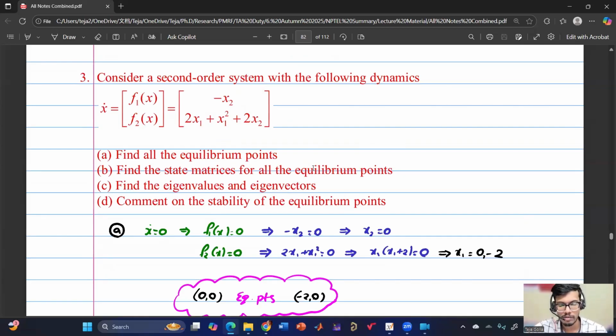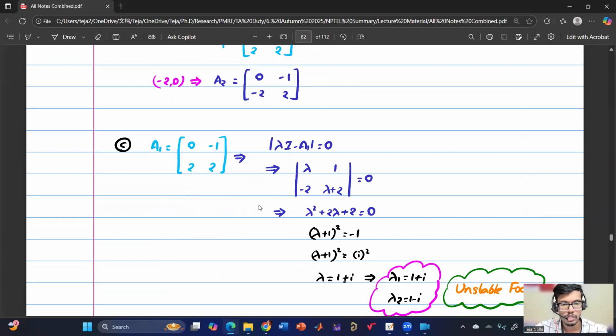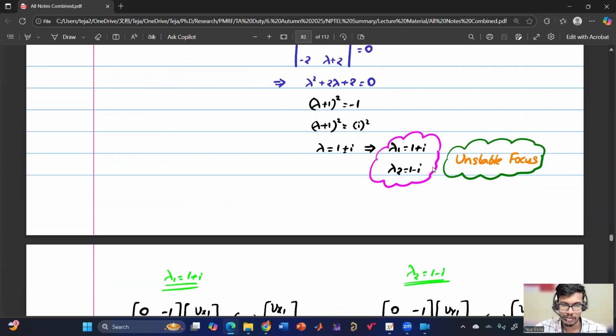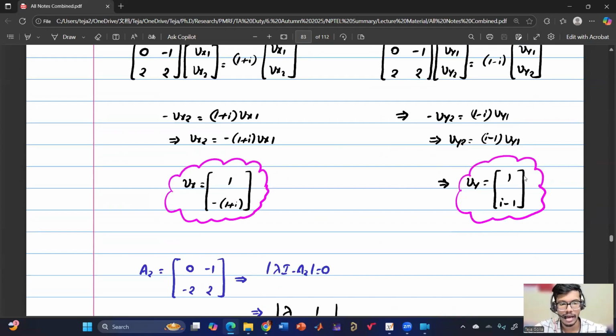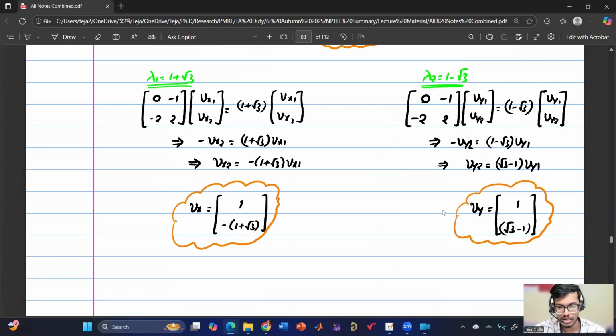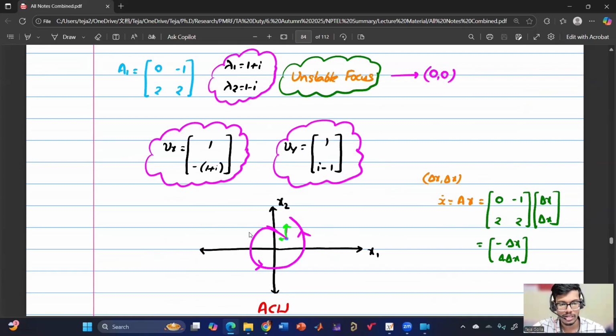So if it has multiple equilibrium points, at each equilibrium point we have to find the A matrix. From the A matrix, we need to find the eigenvalues. And from the eigenvalues, we can comment on the stability. Now, if you want to know the trajectory, then you have to calculate the eigenvectors, and for those eigenvalues, see how the trajectory will look like.